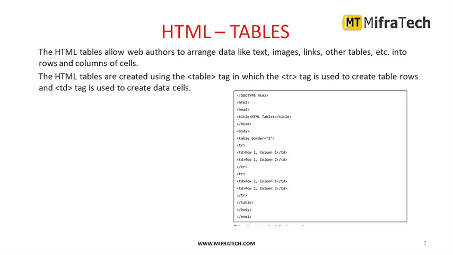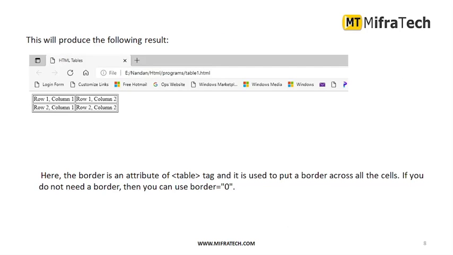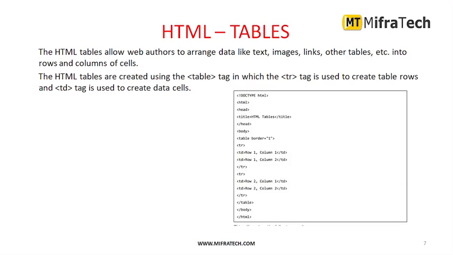tr and td are not empty tags. They have an opening tag and a closing tag. The table data must be defined for the information entered in the tr table row. You can see the output here. Here the border is an attribute of the table tag, used to put a border across all the cells. If you don't need a border, you can use border 0, or you can just enter table. The table is also not an empty tag, it has an opening and a closing tag.